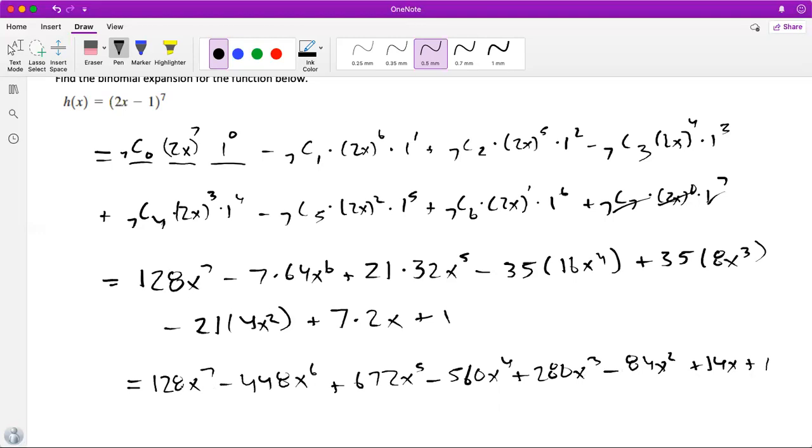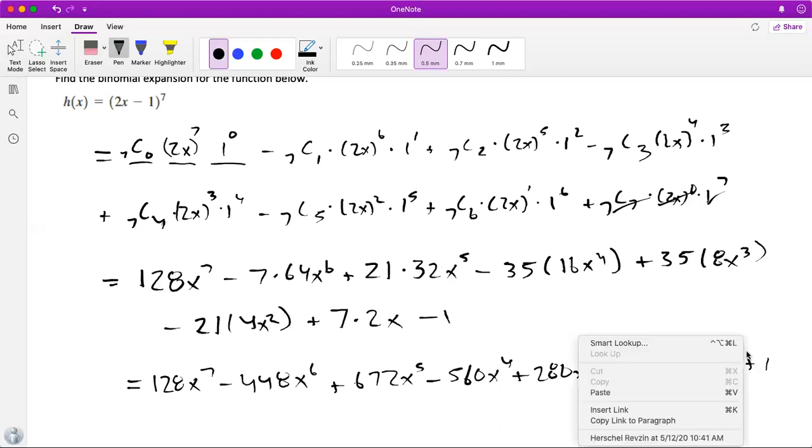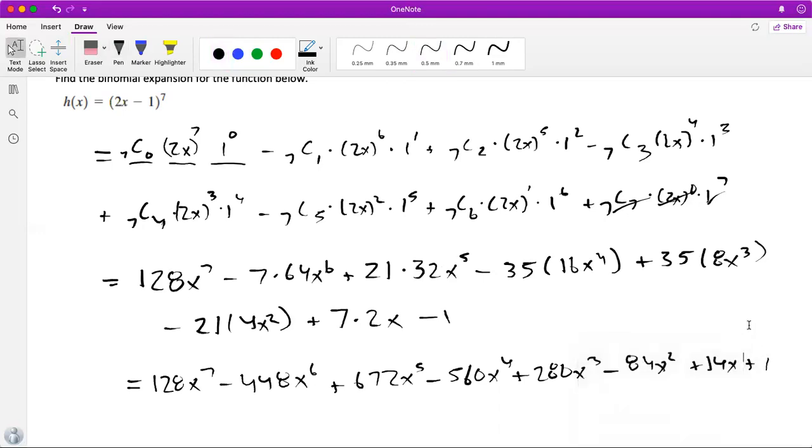Somewhere I missed a sign. Plus, minus, plus, minus, plus, minus, plus. That last one should have been negative. That's my mistake. Minus 1. So that's a pretty long one.